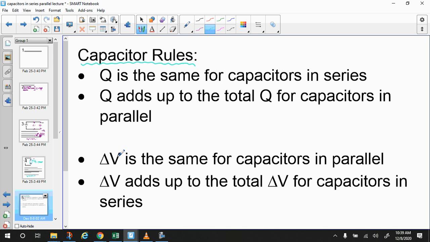Now let's talk about delta V. Delta V follows the same rules as it did for resistors. And we already talked about that a little bit. Delta V is the same for capacitors in parallel, and that's because their sides are connected to the same point, and so they're going to have the same potential on each side. And then delta V is going to add up for capacitors in series, and that's also the conservation of energy rule, our loop law, and we just know that we have to add up to the total for any loop.